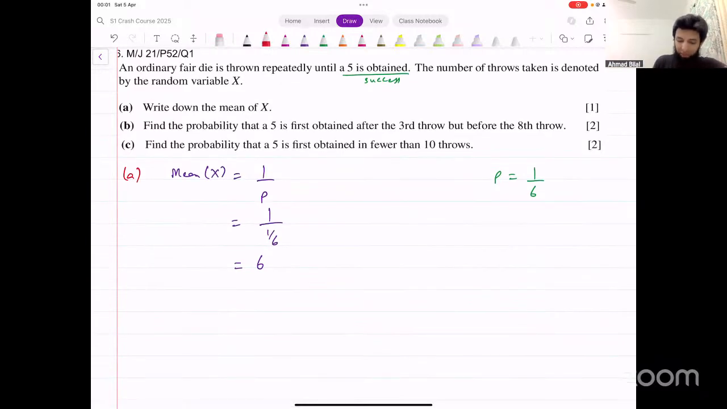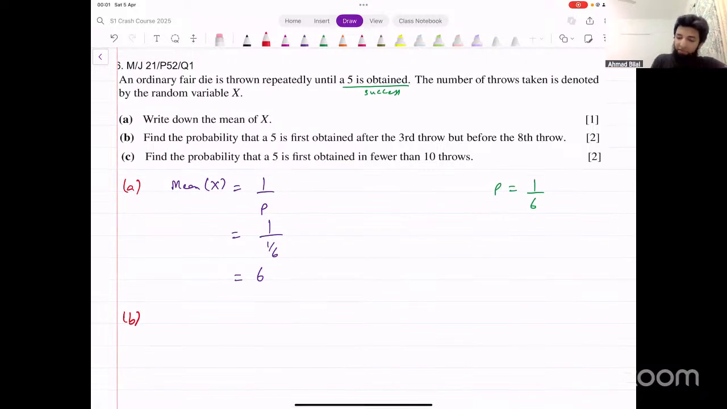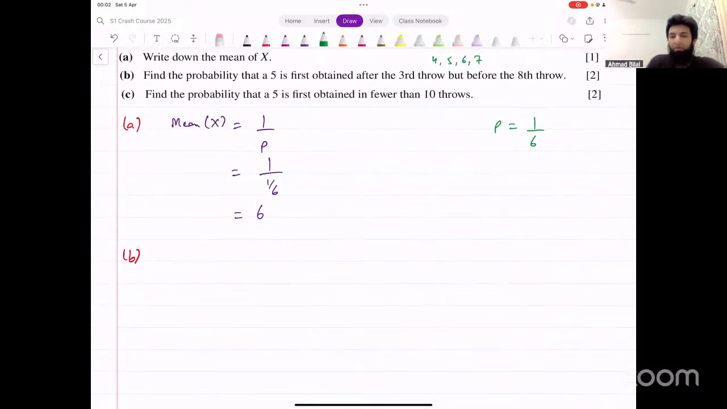It's really straightforward. Part B, find the probability that a 5 is first obtained after the 3rd throw, but before the 8th throw. After the 3rd, but before the 8th. After the 3rd means it could be 4th, 5th, 6th, or 7th. So it could be anywhere from 4 to 7, right? Now, in this case, these numbers are not that many, and we can find them separately as well, and that's okay.